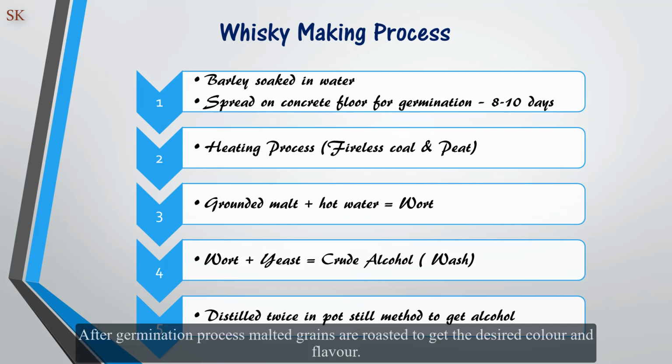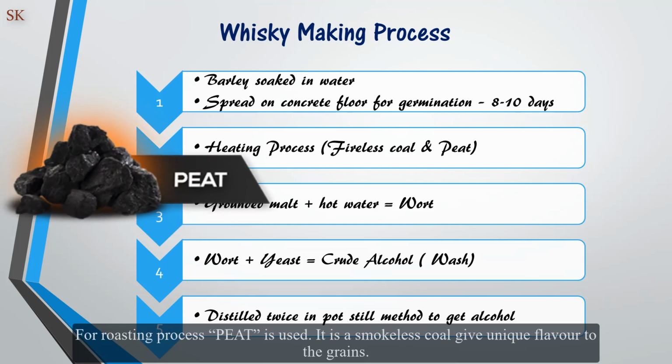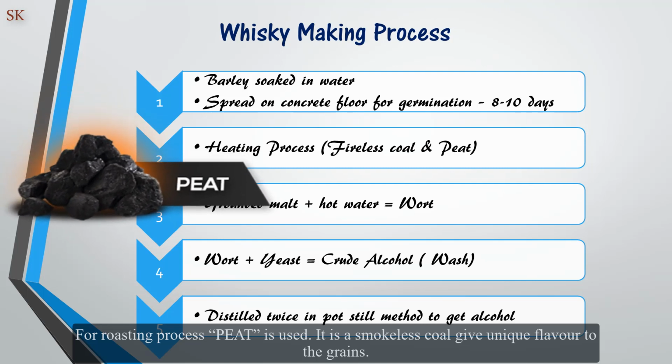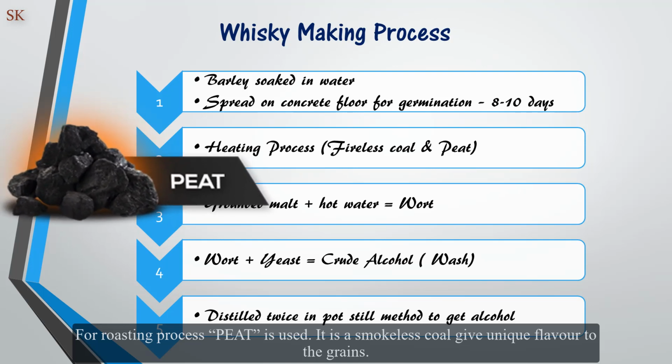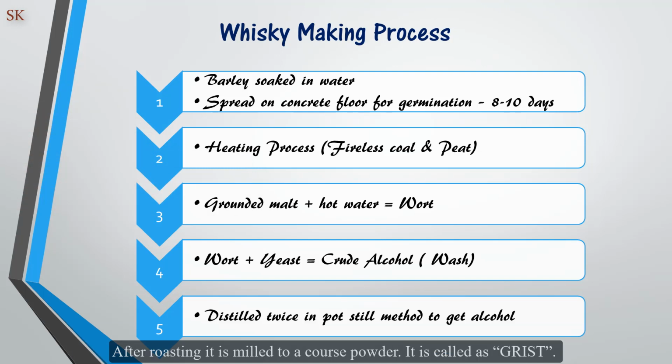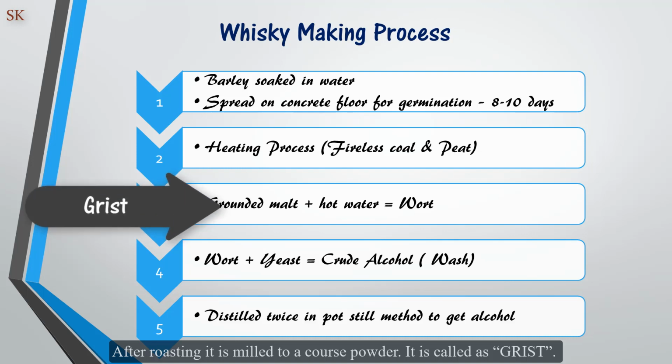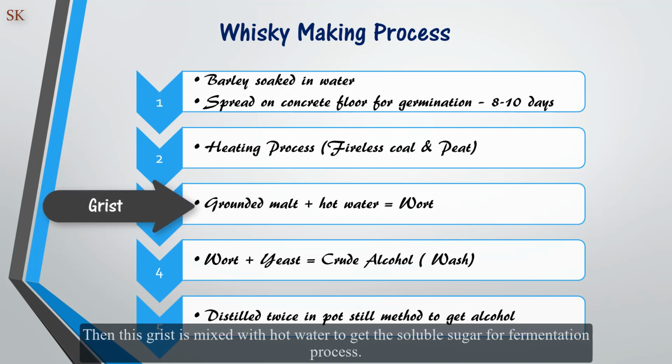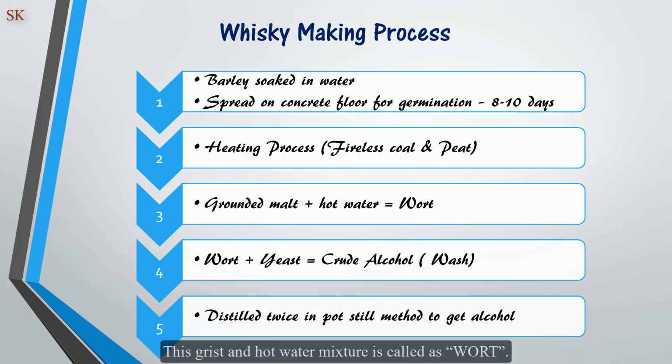After the germination process, malted grains are roasted to get the desired color and flavor. For roasting, peat is used. It is a smokeless coal that gives a unique flavor to the grains. After roasting, it is milled to a coarse powder. It is called grist. Then this grist is mixed with hot water to extract the soluble sugar for fermentation. This grist and hot water mixture is called wort.